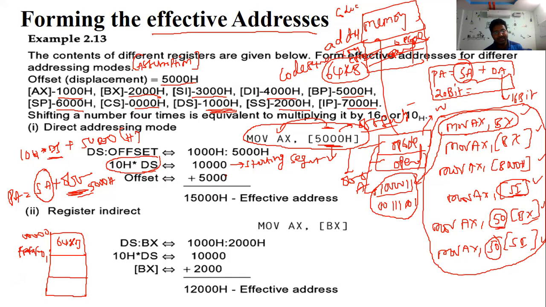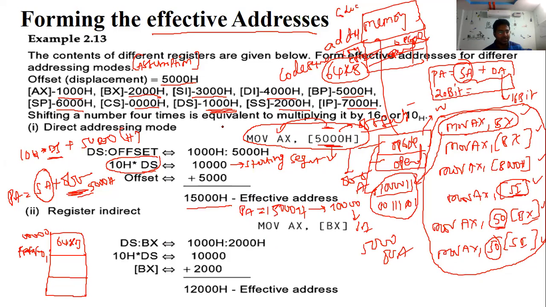So combining these two, 1000H into 10 is nothing but 10,000, plus 500. This is the effective address, which is nothing but the physical address. Whenever they give the physical address like 15,000H, that means 10,000 is the segment address and 5,000 is the offset address. You understand how the address is calculated?